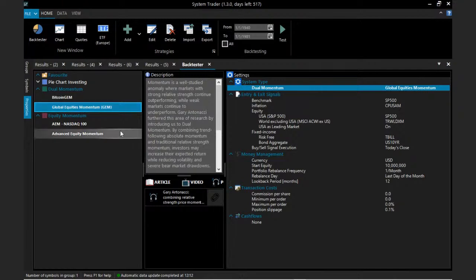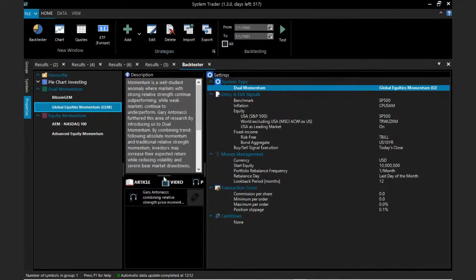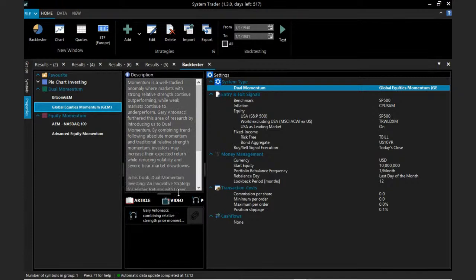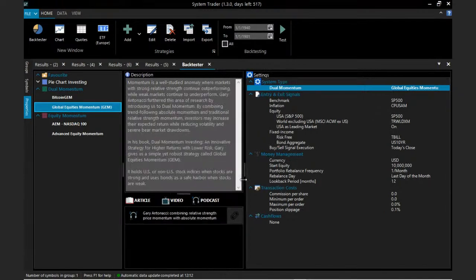And by the way, if you open my software, even in the demo version, I encourage you to listen to the Gary Antonacci interview I made in my podcast. He's the author of that strategy, and here is also the description of that strategy, a very short one. I also recommend you read his book. And as the name implies, it's global equities momentum.